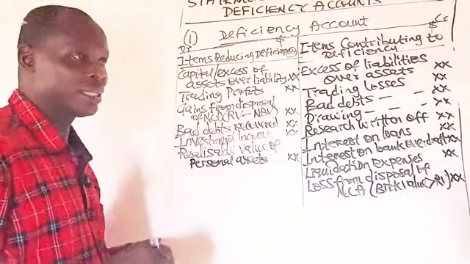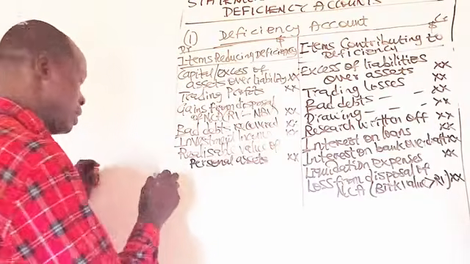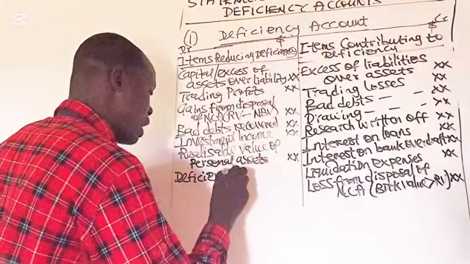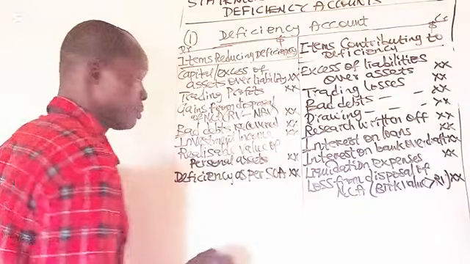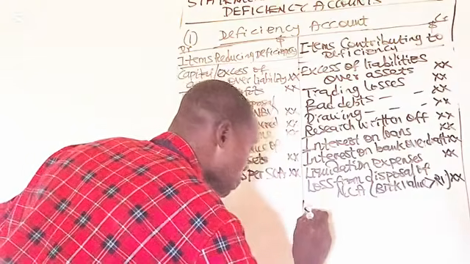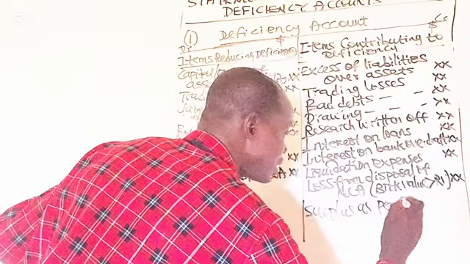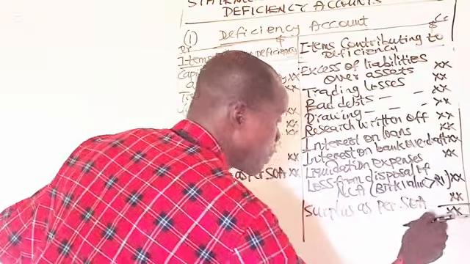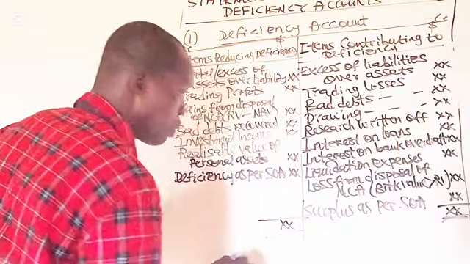Then after all this, in case you have a deficiency reported in the statement of affairs, deficiency as per statement of affairs, you have it here. But if it is a surplus, you have surplus as per statement of affairs. Though the statement of affairs will be prepared before the deficiency account. After all this, the account will balance itself.